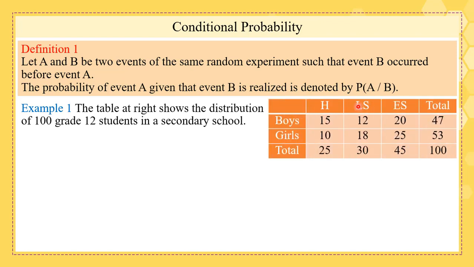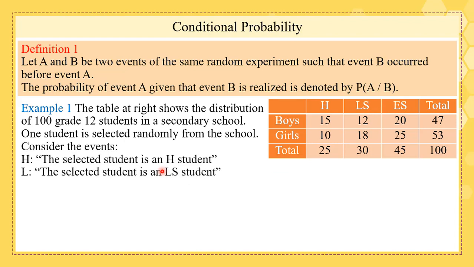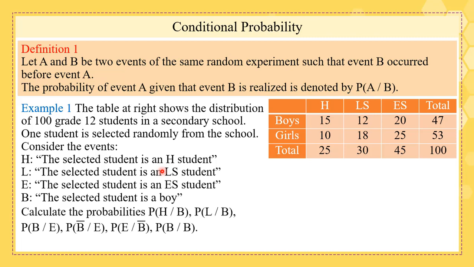Let's see this example. We have this table. It talks about boys and girls in a school. We have humanities, LS and ES. One student is selected randomly from the school. Consider the events. H means humanities, L means LS, E means ES, and B means it's a boy. We need to calculate these probabilities.